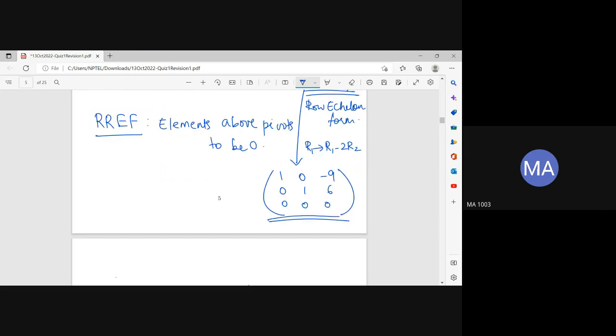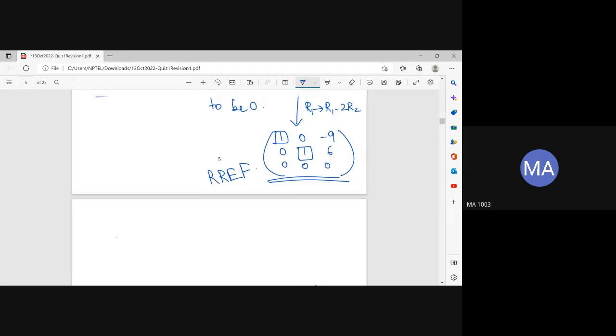Is this in row echelon form? Yes, ma'am. Is this in reduced row echelon form? Yes, ma'am. It is. There are two pivots and the columns containing pivots don't have any other non-zero entry. Then why is it not in RREF? It is in RREF. The person who said it's not in RREF, can you tell me why? Is it clear that it is in RREF?